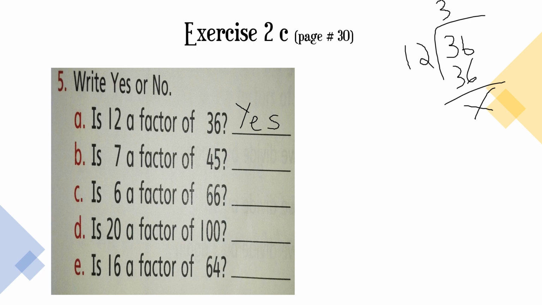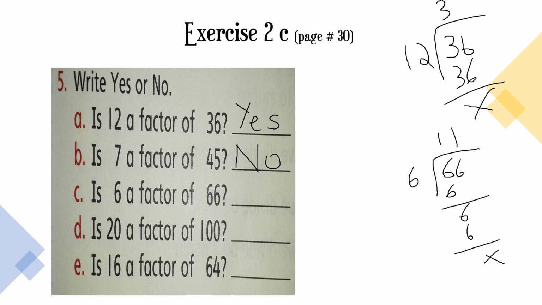Is 7 a factor of 45? 7 cannot divide 45. 7 sevens are 49. So no, 7 cannot divide 45. So no, 7 is not a factor of 45. Is 6 a factor of 66? Yes, because 6 can divide 66. You can check the bigger numbers by dividing like this. So yes, remainder is 0. So yes, 6 can divide 66. So 6 is a factor of 66.